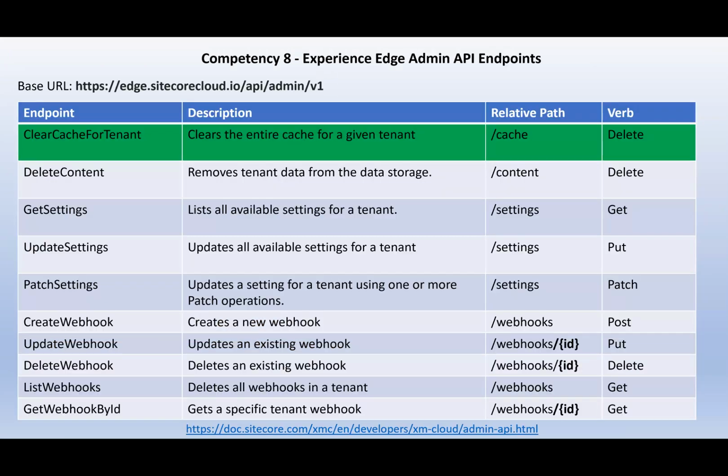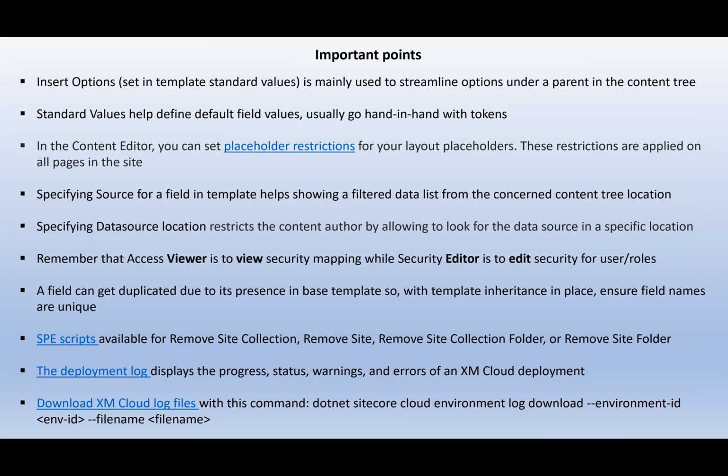Again, we talked about clear cache, which is an admin API to clear cache, and you also have API endpoints for settings, webhooks, and all that. The base URL is specified here. So basic concepts: insert options. What is the use of insert options? We all know that it is always set in the template. What is the use of $name? We know that. Standard values, placeholder restrictions, we know. Specifying a source: why do you specify a source for a multi-list? Obviously to get the data right for the multi-list. Then data source location: you need to have an idea why you specify it, because the content editor will be shown that part of the tree.